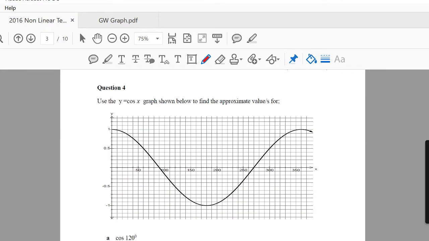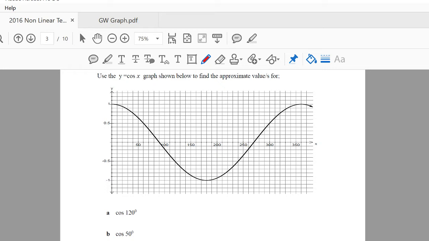Right, question 4. Use the cos graph below to show the approximate value for cos of 120 degrees. Well, all we have to do here is find where 120 degrees is, which is about there, and read off the cos value, which is -1/2, which is exactly what it is if you look at the circle as well.